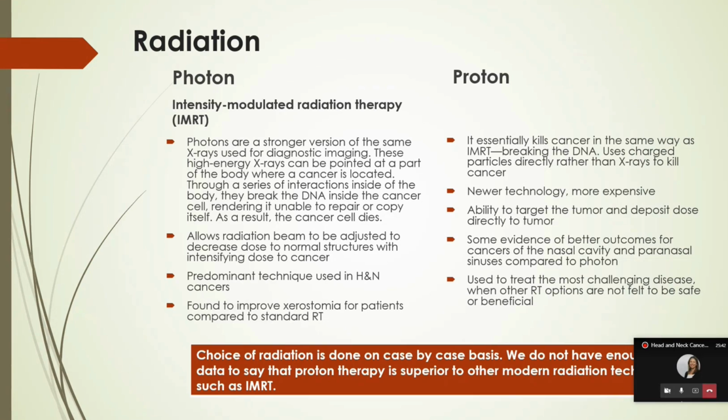The other type of radiation that we do here is proton radiation. With proton radiation, it's a similar modality of charged particles that go directly to the tumor cells and kill the tumor cell, but it has less scatter to other areas around the tumor. It's more of a direct effect to the cancer. This is a newer technology, so it does tend to be more expensive. The ability to target the tumor and deposit the dose directly to the tumor is improved compared to photon.